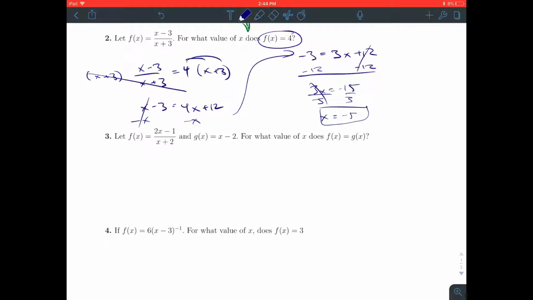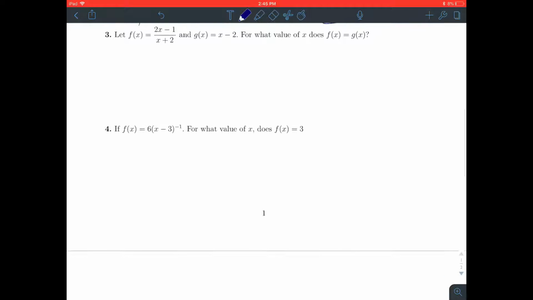For problem number 3, let f of x equal this, and g of x is equal to that. For what value of x does f of x equal g of x? So we want our two functions to be equal to each other. So let's make our two functions equal to each other. Sorry, I'm rushing a little bit here, but in order to get rid of division by x plus 2, you need to do the inverse operation, times x plus 2 on both sides. Multiplication by x plus 2 cancels out the division, leaving you with 2x minus 1 equals.